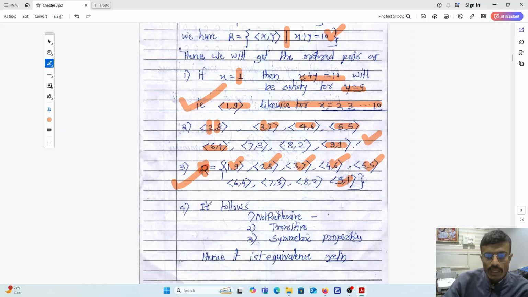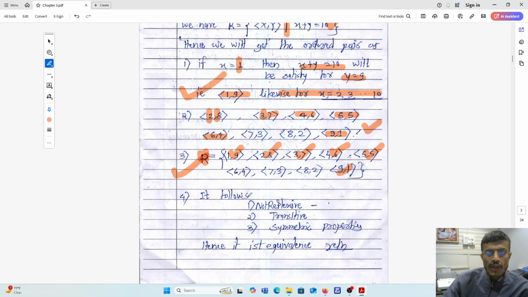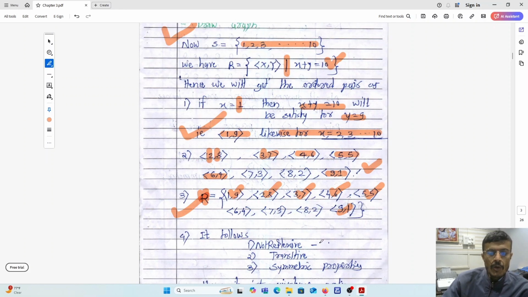Fine. By observation you can say that it does not follow the reflexive property. Since there are 10 elements, it should give 10 ordered pairs having the same domain and range. It should contain 1 1, 2 2, 3 3, 4 4, 5 5, 6 6, 7 7, 8 8, 9 9, 10 10. But it contains only 5 5, so it is not reflexive. Keep in mind, it does not have the reflexive property.